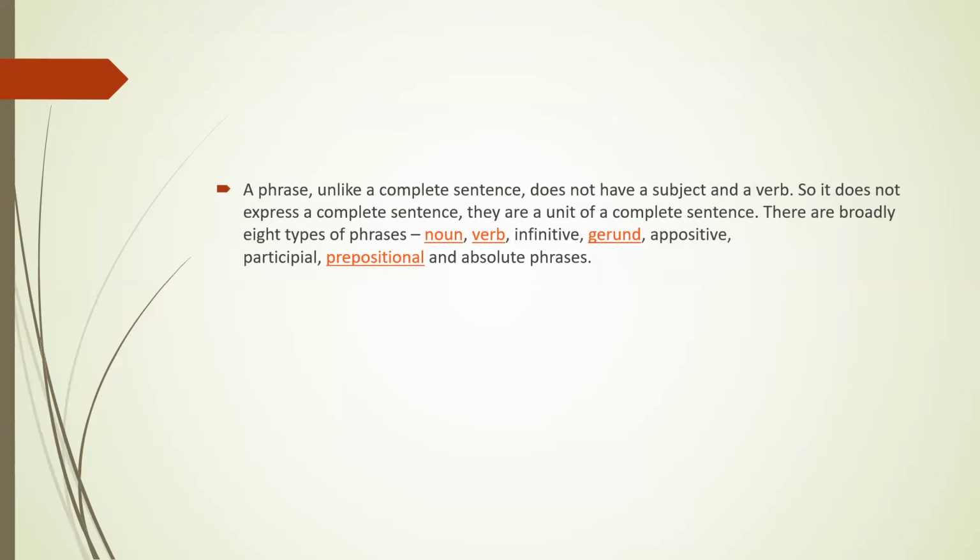What is a phrase? A phrase looks like a sentence, but it's not actually a sentence. A sentence has a proper subject, verb, and object, but a phrase is not like that. You can say a phrase is a part of a sentence. So there are 8 kinds of phrases: noun, verb, infinitive, gerund, appositive, participle, prepositional, and absolute.